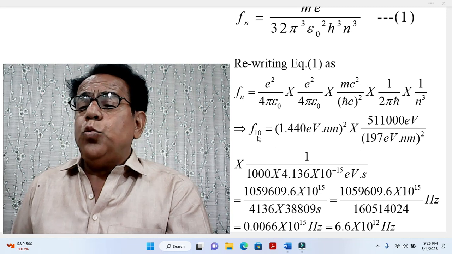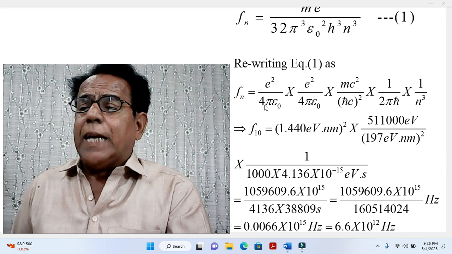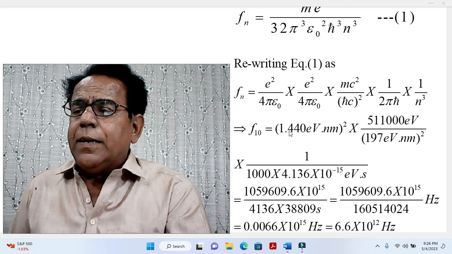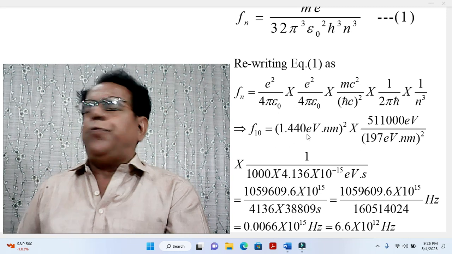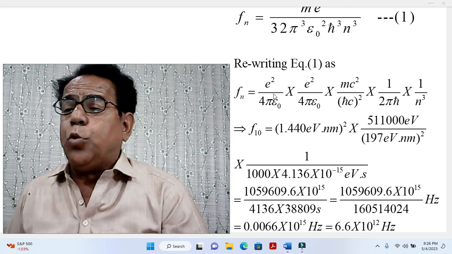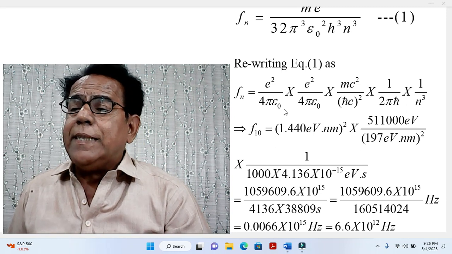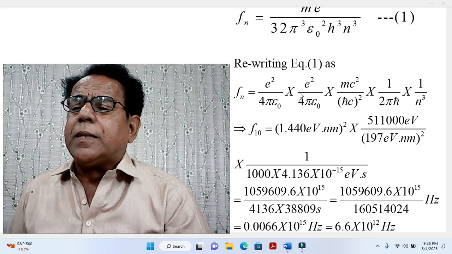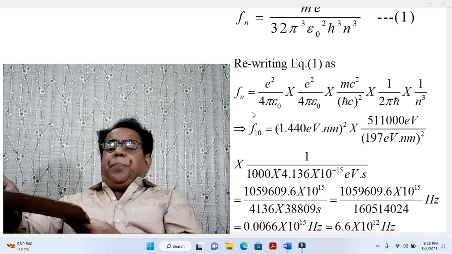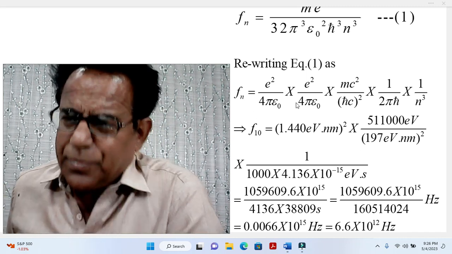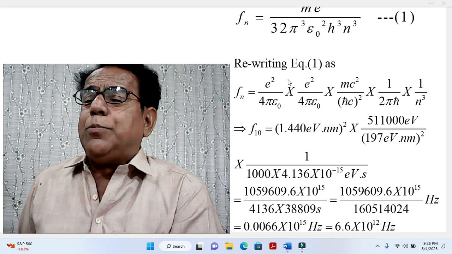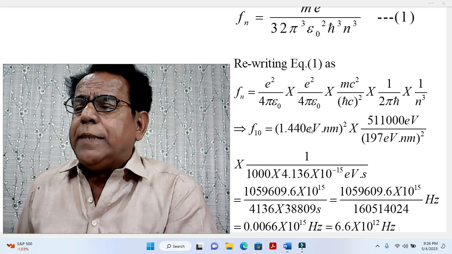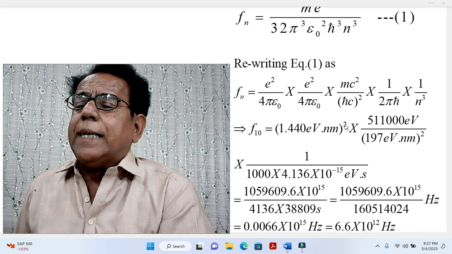When we use 10 in place of n, first we use the value of this expression, which is 1.40440 electron volt nanometer, because this into this is actually the square of this quantity. Both these combinations of physical constants are the same, so we can say it is a square of this. So the value of this is this, and it will be written in square form.